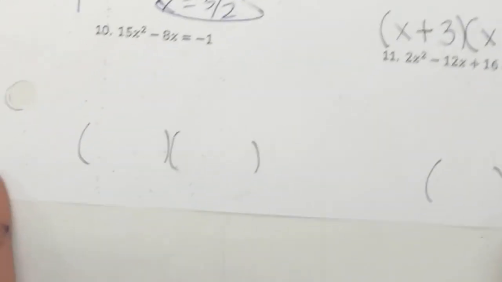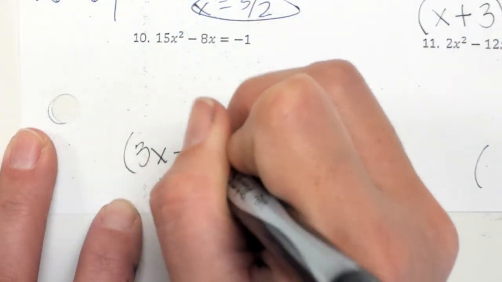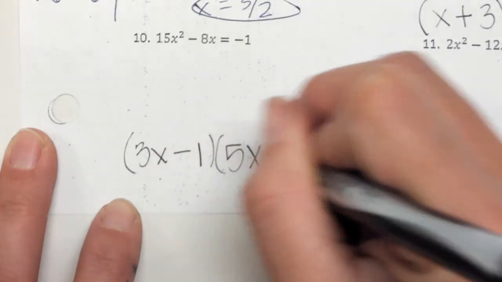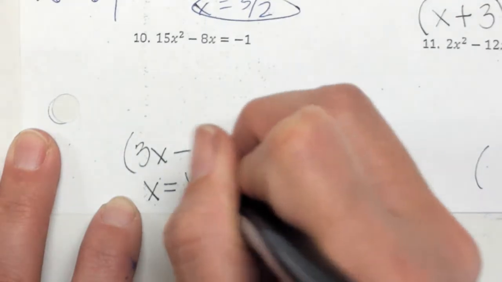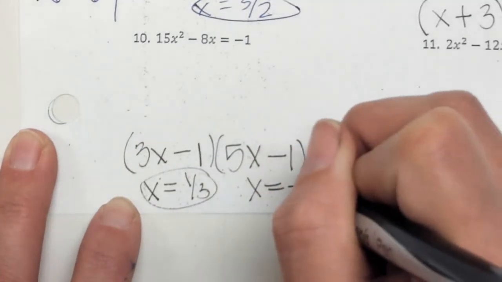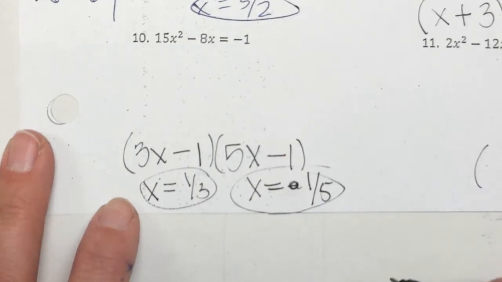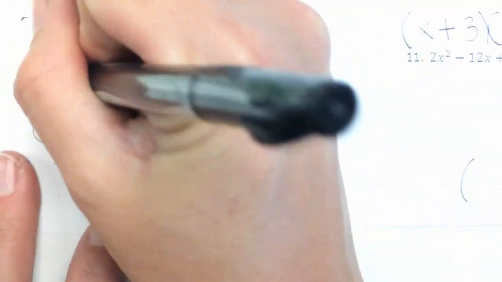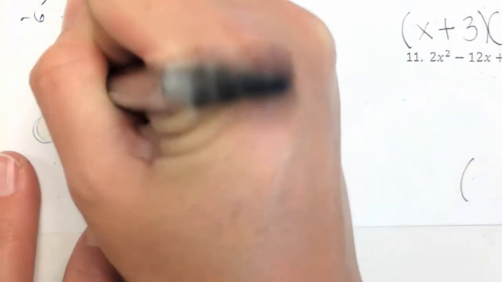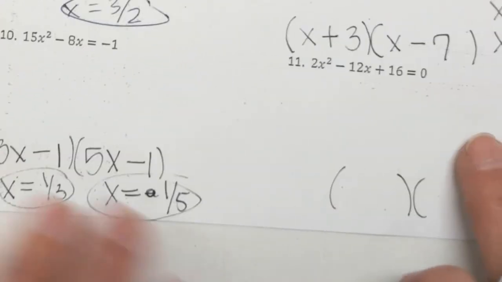Okay, next one, tell me what you got when you factored it. I got 3x minus 1 times 5x minus 1. And so what were your answers? X equals 1/3 and x equals 1/5. Oops. What do y'all think? Good? What method here? AC hard. Do I need to go over this one in detail? No? Okay. What about the next one?